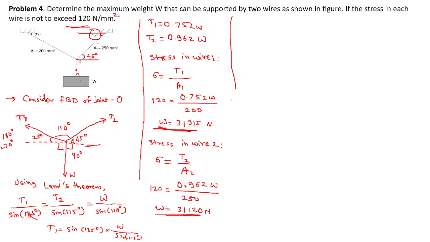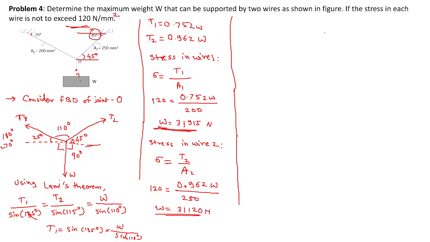What? No, right? We can't take it. They told us to determine the maximum weight that can be supported. But here, in both cases, there is a maximum value, 31915. Okay, what is given? They need to satisfy their condition, which is that the wire stress is not to exceed 120 Newton per mm square.